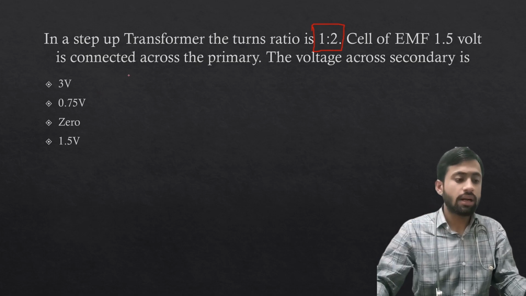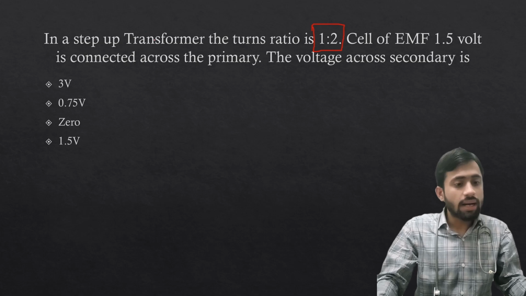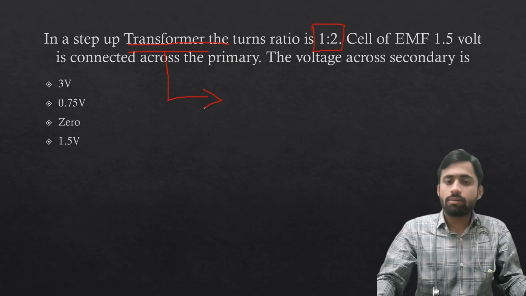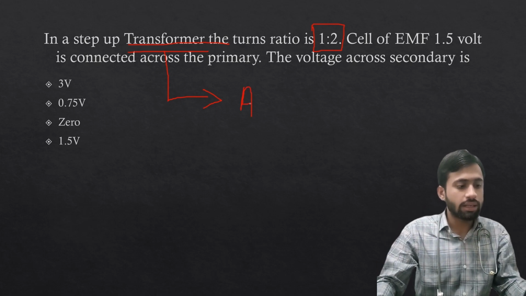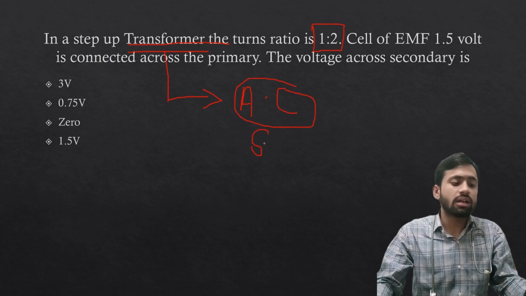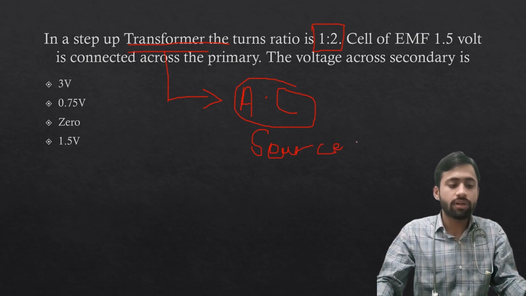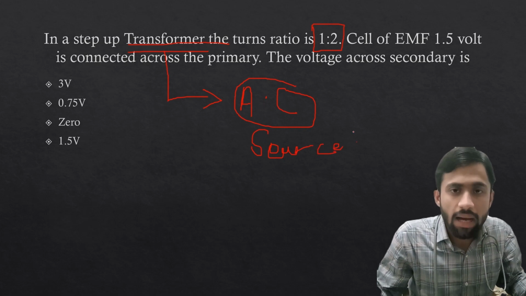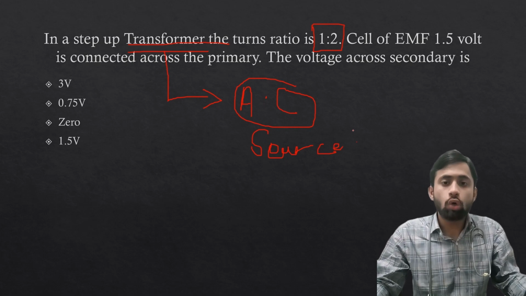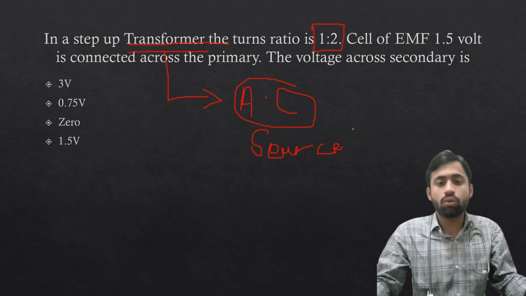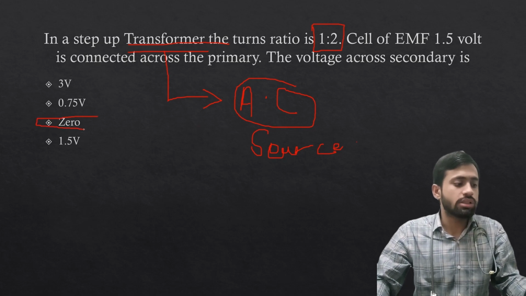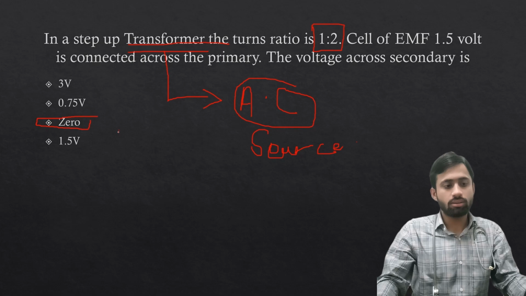Now remember one thing, there is a drawback of a transformer: it can only be used with alternating voltages. That is, an alternating current source is required in order to operate a transformer. If you apply a DC source or a battery to the primary coil, then no current will be induced, no EMF induced, and the net secondary coil voltage will become zero. So zero is the right answer in this MCQ.